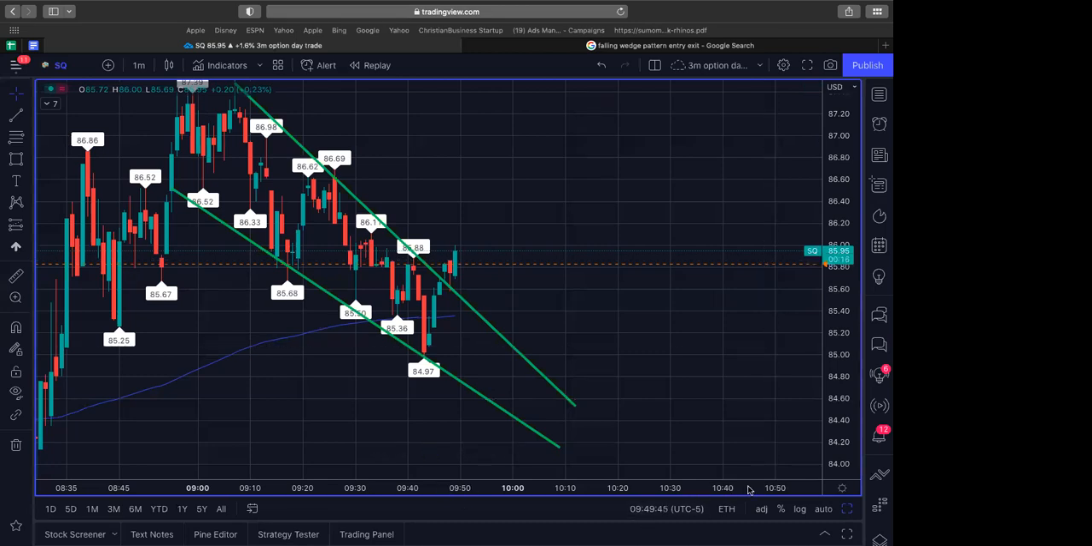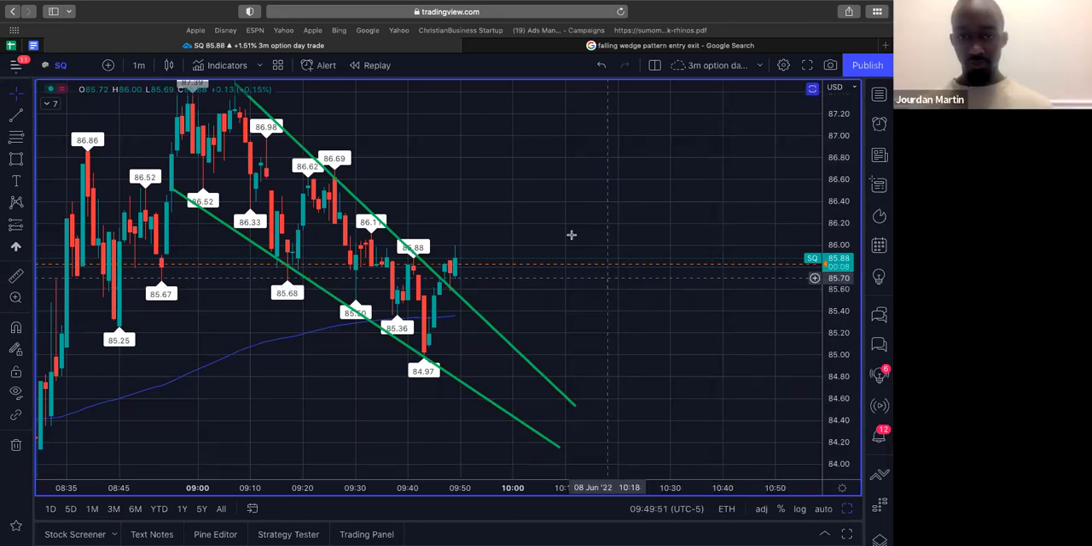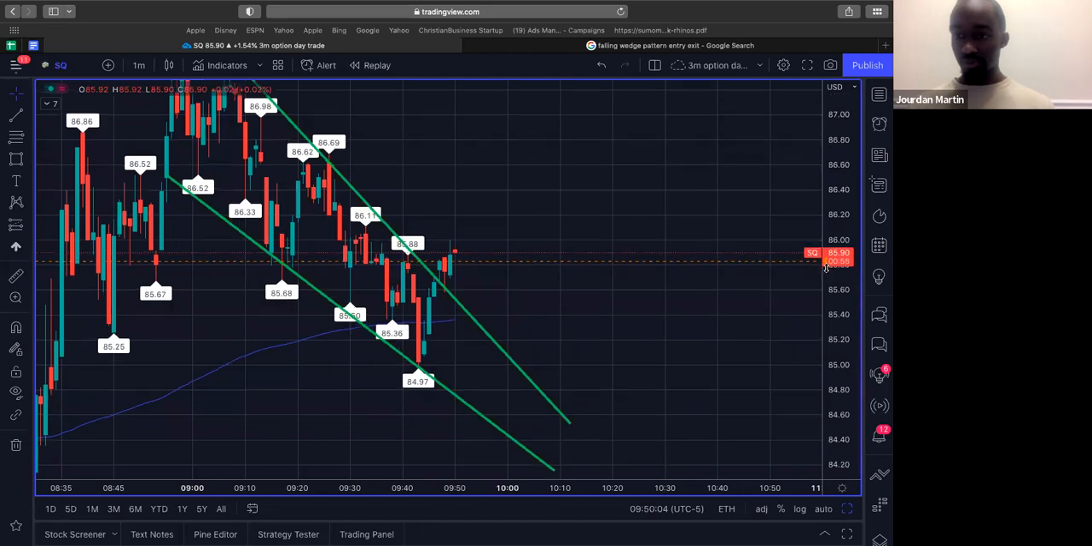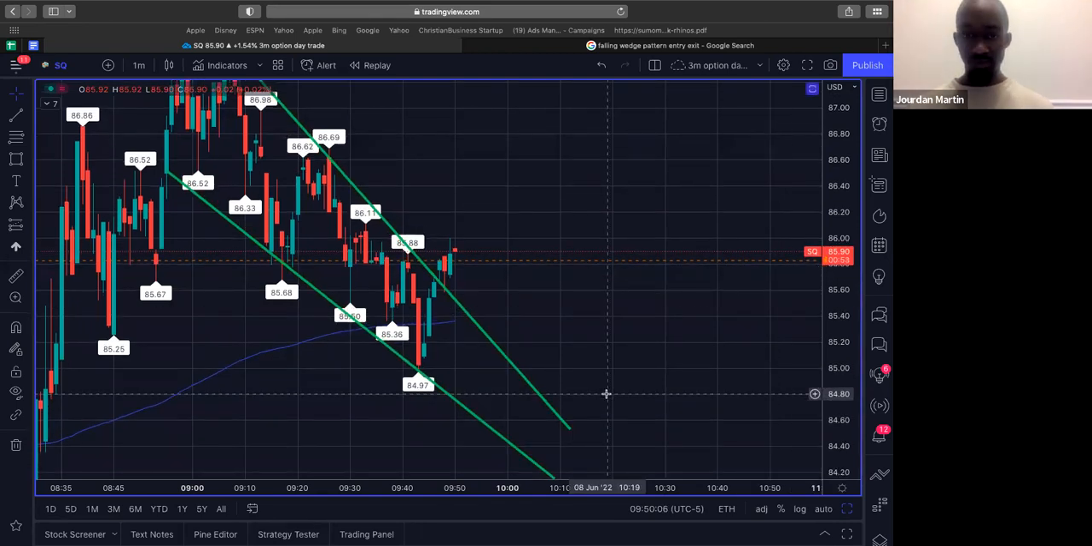I'm about to actually get in this trade. So I'm waiting. See a rejection. We did make a new high. We did close above that candle. So I think I'm gonna go ahead and get these 80.